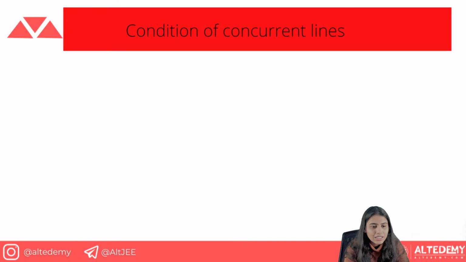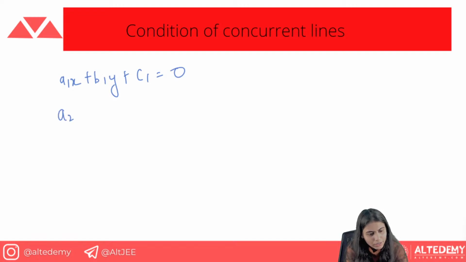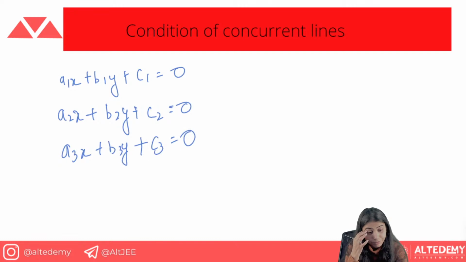Okay. Now what is the condition of concurrency? All of you know what the condition of concurrent lines is. Basically, this is going to be the simple method for you all. For the condition of concurrent lines, for example, we are given the three equations of lines: a1x plus b1y plus c1 is equal to 0, a2x plus b2y plus c2 is equal to 0, a3x plus b3y plus c3 is equal to 0. These are the three equations of lines that are given.